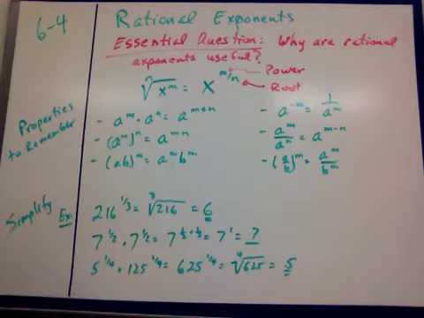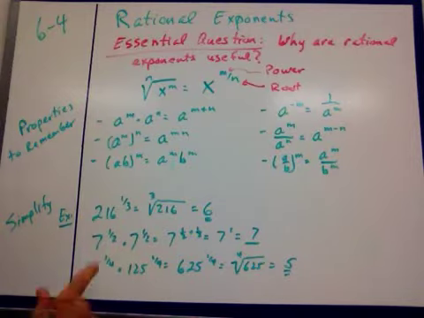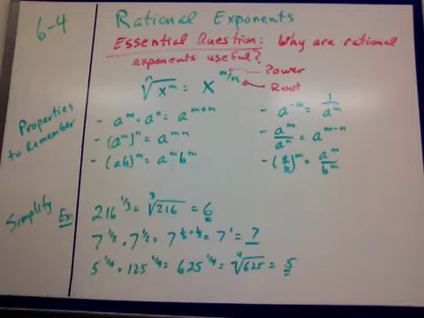Okay, and what that looks like over here, simplify some of these. 216 to the 1/3. That's the first power to the third root, so that's the same as writing the third root of 216. That's just 6. Some of these you're going to get familiar with as we go. Others you'll need the calculator.